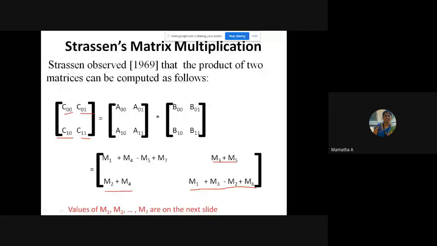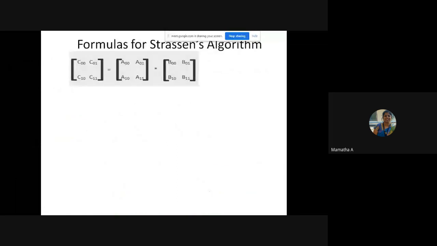Okay, you should remember something. 1, 4, 5, 7, 1, 3, 2, 6, something like that you have to remember. Okay, so moving on to the next slide, to know the values. What are the values of M1, M2 to M7? Okay, so I have these two matrices named in this format.